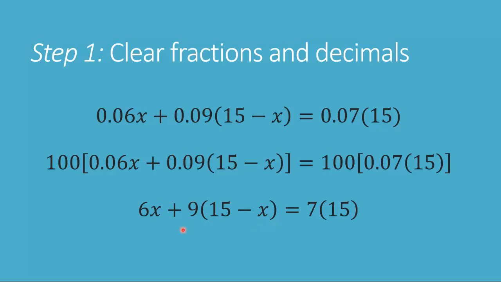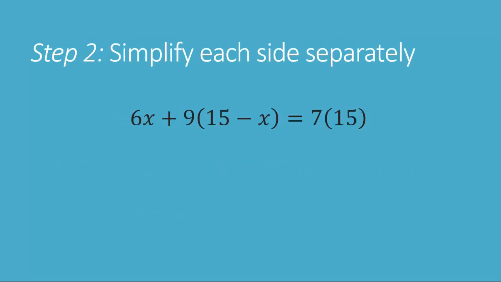In this case, now we've simplified our equation to 6x plus 9 times (15 minus x) equals 7 times 15. That's a lot simpler and a lot easier to solve than what we were utilizing before. So now we're on to step 2. Step 2, now we need to simplify each side.